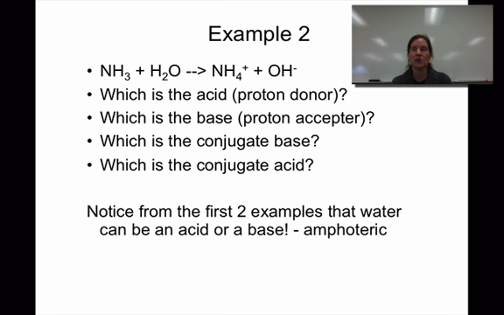But one thing to notice over these two examples: water served as an acid in one example and a base in another example. Water is actually what we call amphoteric, which means it can do both. It can be an acid or a base depending on the conditions based on the Brønsted-Lowry definition. So it can take on a hydrogen and become hydronium, or it can donate a hydrogen and become hydroxide, serving as an acid or base in every situation.